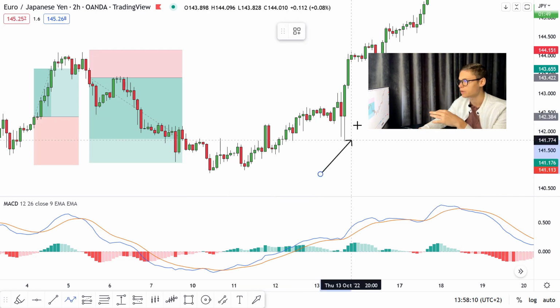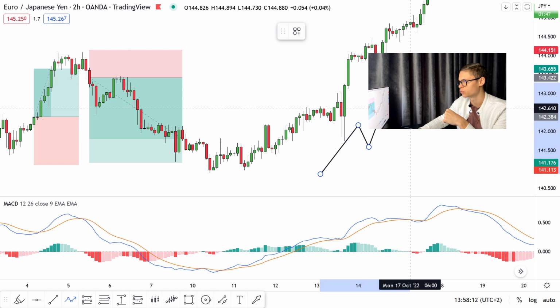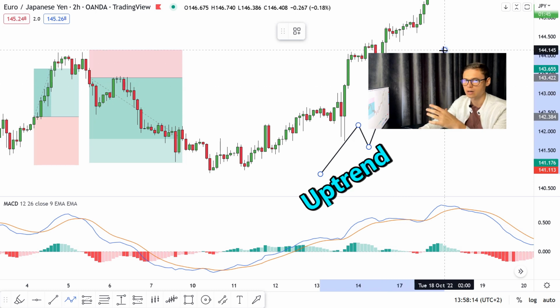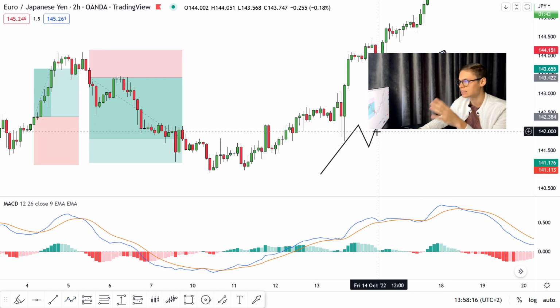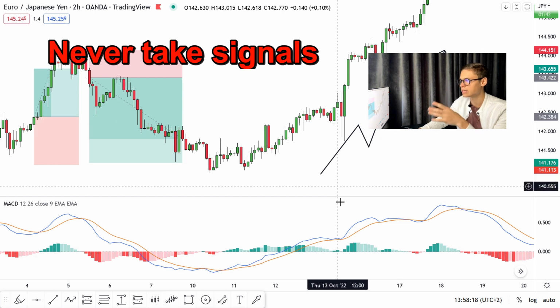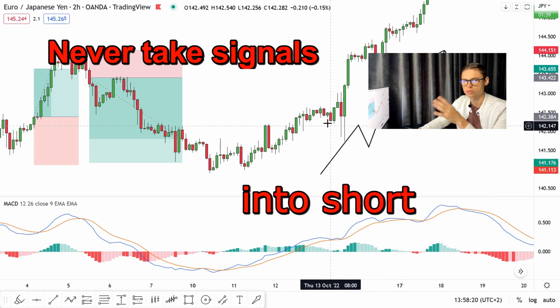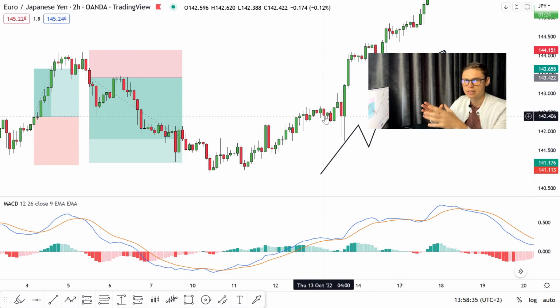Now if you have an upwards trend, the price is moving upwards, making higher highs and higher lows, that is an indication that you never take signals into the short position. You are only waiting and interested in positions to long the market.